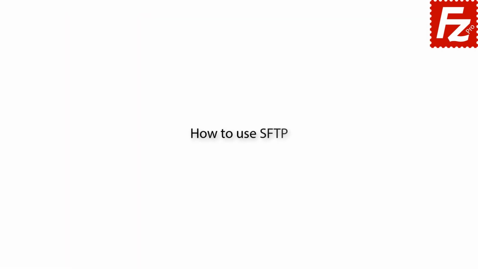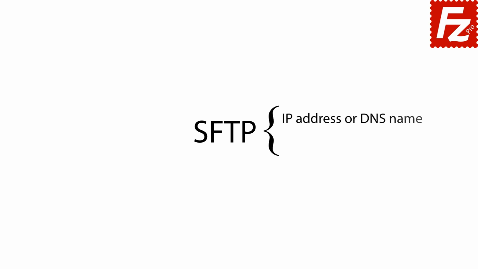In this video, we'll teach you how to connect to a SFTP server with FileZilla and FileZilla Pro. In this video, you will learn how to connect to a SFTP server using a file key with FileZilla and FileZilla Pro. In order to connect, you will need the IP address or DNS name of your server and the private key file. If you have only the password, configure your connection logon type as normal and use the password.